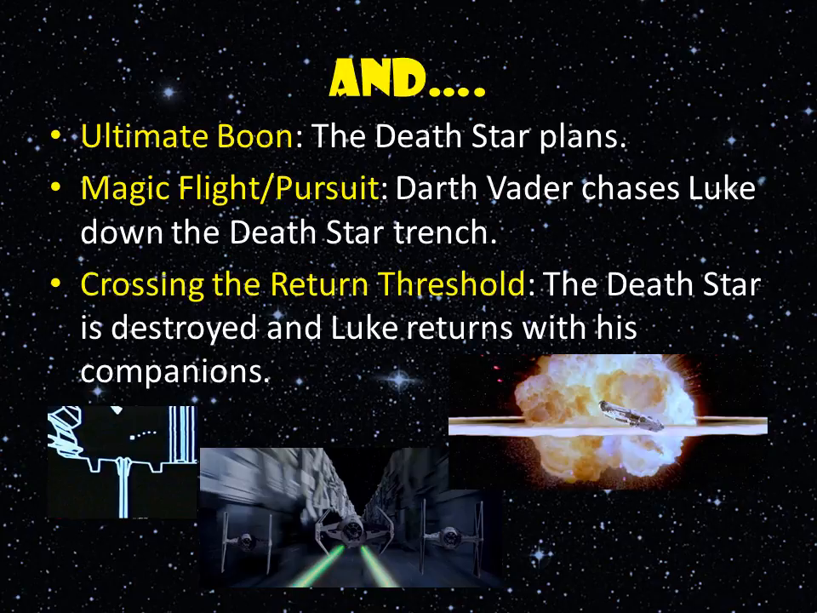And then there's crossing the return threshold. So that's when the hero comes back. So think of when Odysseus comes back to his kingdom, and everything's a little bit different. But that's the return threshold. He left, something happened to him, he gained something, he's a different person, and he has to come back. And in some ways, it's difficult to cross the threshold again because it's almost never the same. But in the case of the movie, I would say when the Death Star is destroyed and Luke returns with his companions, that would be crossing the return threshold.